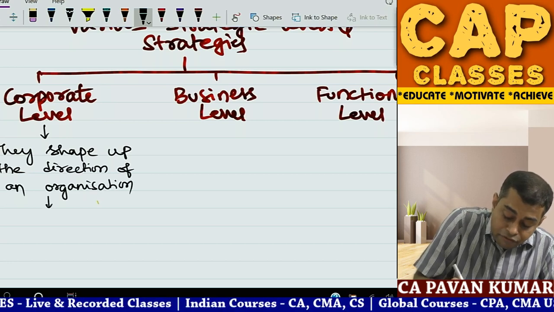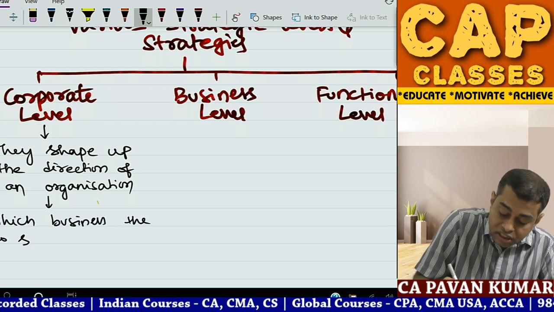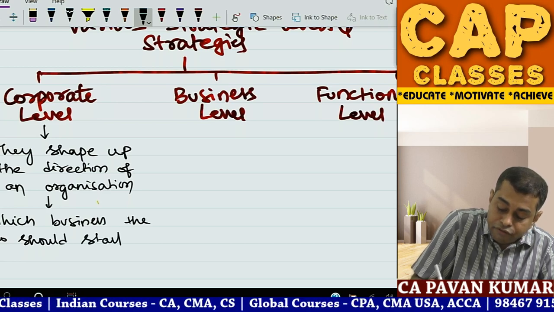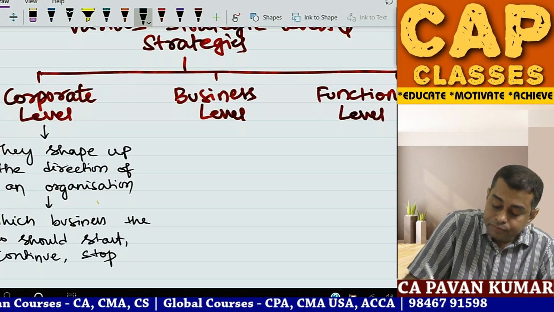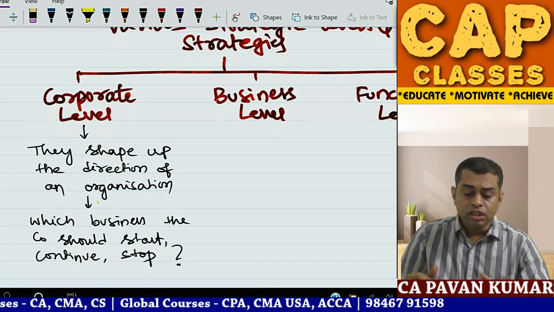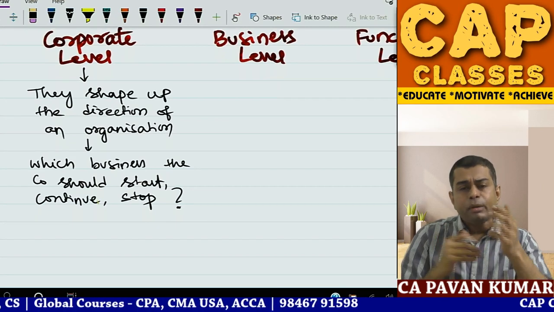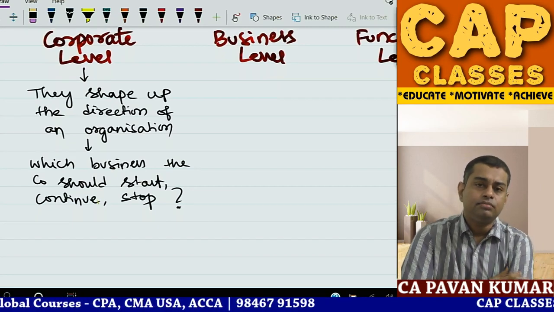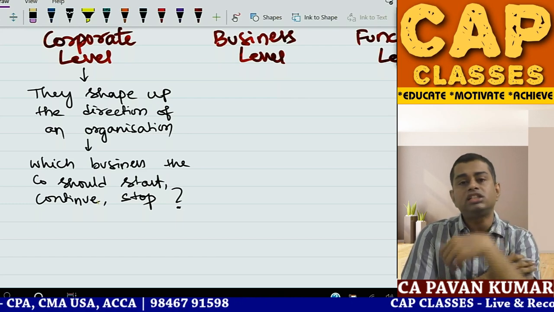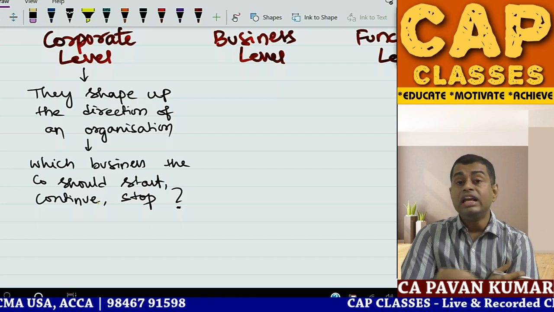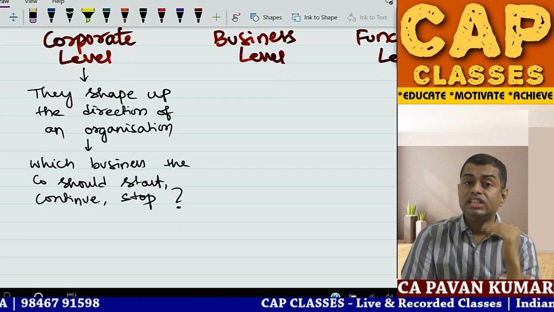For example, which business the company should start, which business the company should continue, which business the company should stop. See, if you are Ratan Tata, do you think Ratan Tata will think of preparing the cash budget of Tata Motors? Are you serious? Do you think Ratan Tata will look at procurement, production or sales of Tata cars? No, he will think only one thing: which new business I should start, which existing business I should continue, which existing business I should sell.